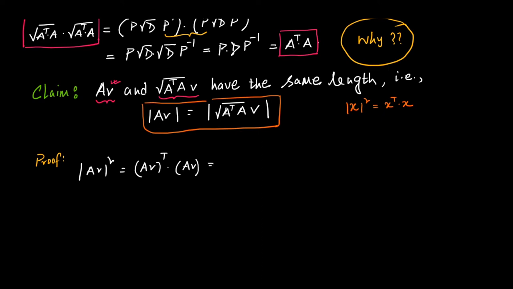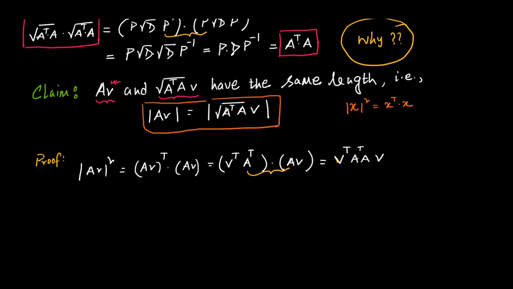That means by the property of transpose, we can write this as V transpose, A transpose into AV. Okay, this T is looking very bad. Let me correct it. So this is equal to, now if I apply associativity here, what I get? I get V transpose A transpose A V. By associativity, I can remove the brackets and write it in this way.